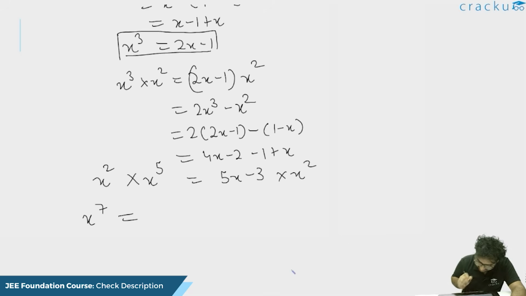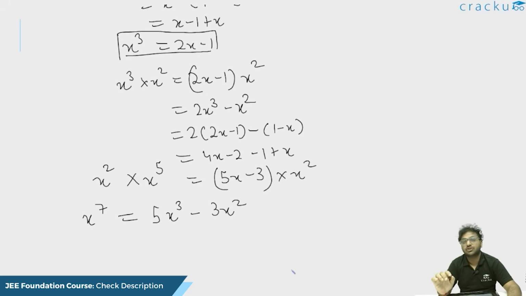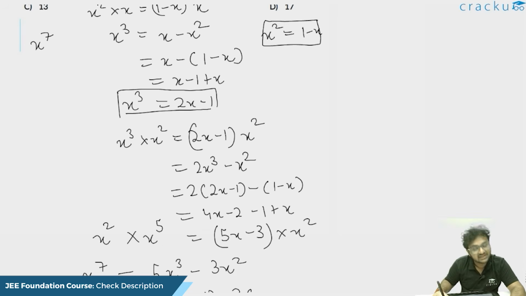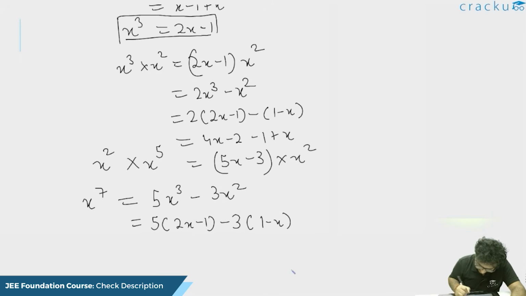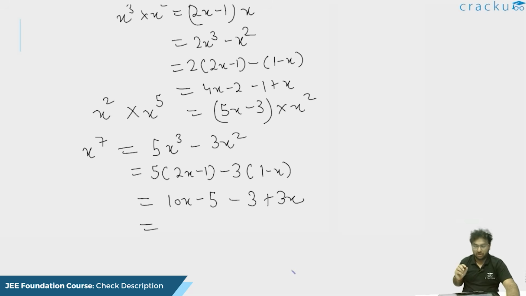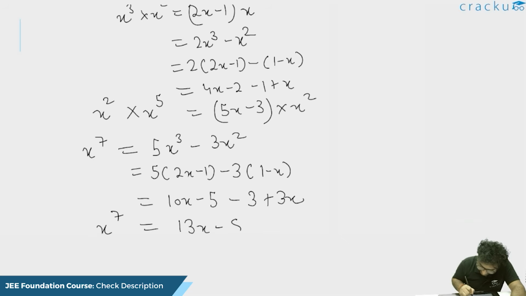Okay. So x to the power 7 is what? This completely will be multiplied with x square. So 5x cube minus 3x square. Now replace x cube by 2x minus 1. So 5 into 2x minus 1 minus 3 into x square is what? So x square is 1 minus x. So replace this with 1 minus x. This is equal to what? 5 2s are 10x minus 5 1s are 5 minus 3 1s are 3 and plus 3x. So this is equal to what? So x to the power 7 is equal to 10 plus 3, 13x minus 8.